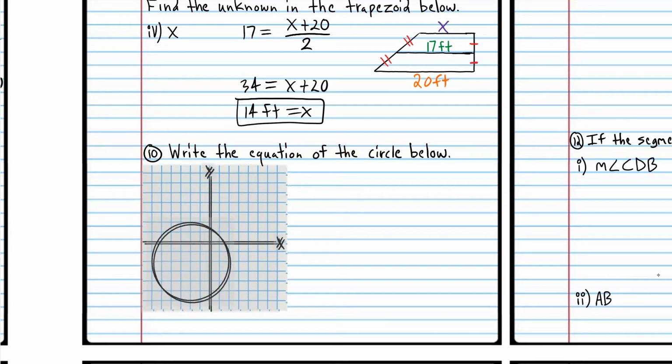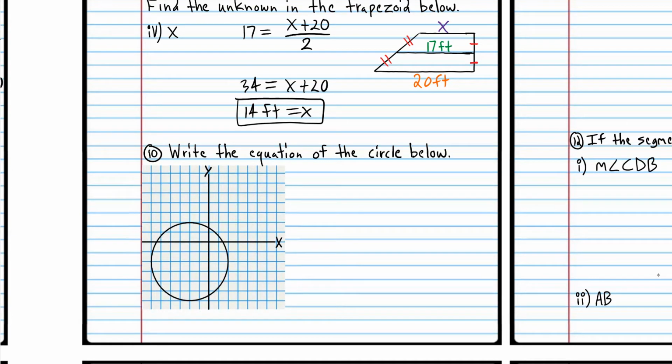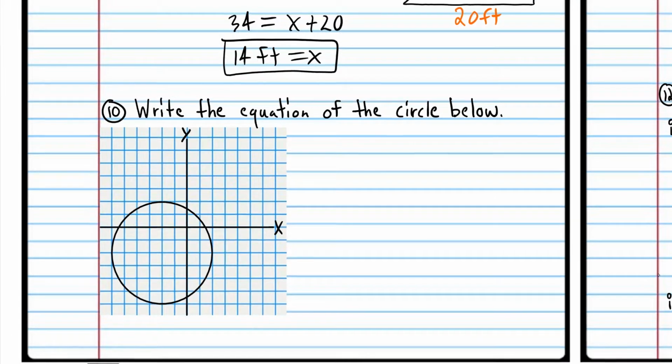All right, we're back. Write the equation of the circle below. Now remember, the standard form of the equation of a circle looks like the following. Sorry, that should be minus h. R is the radius, and notice that this is not the radius, this is the radius squared. And h and k are the coordinates of the center of the circle. So all we have to do is look at this picture, find the radius and the center, h and k, and then we can plug those numbers in.